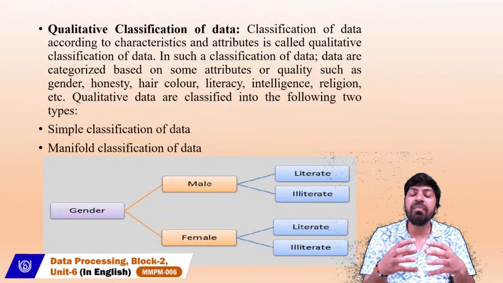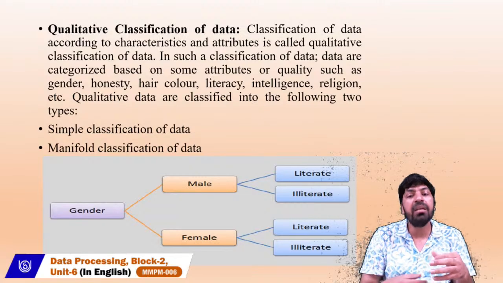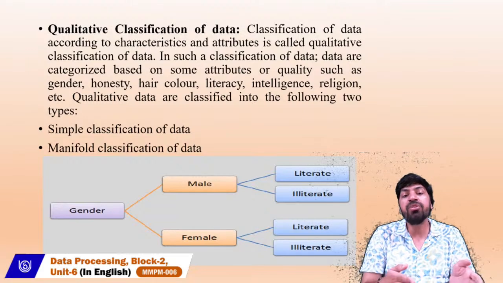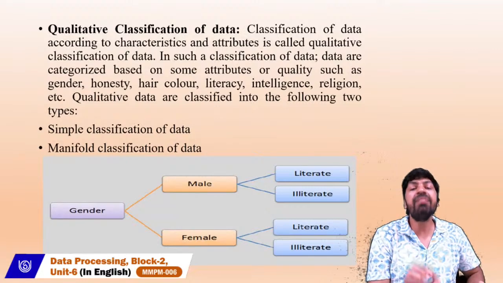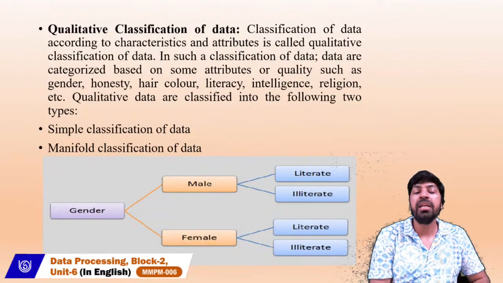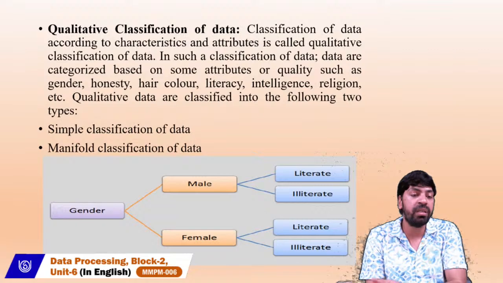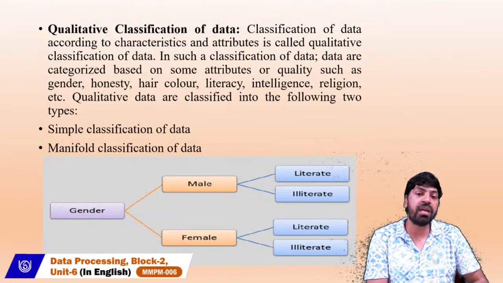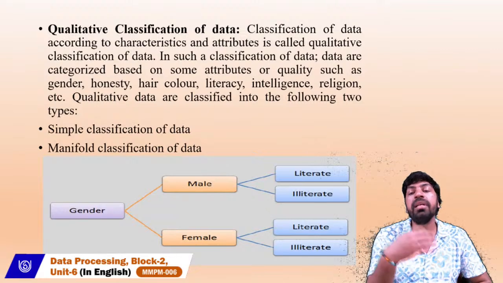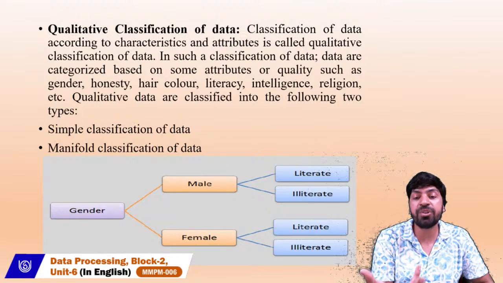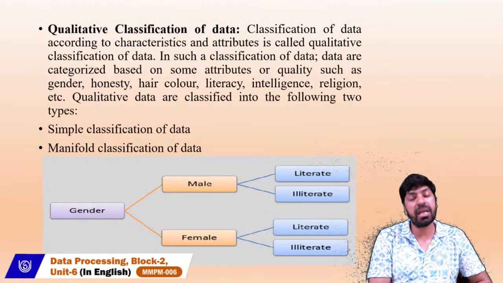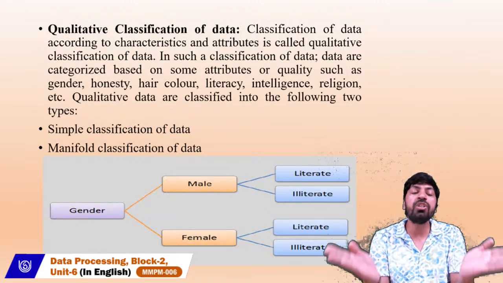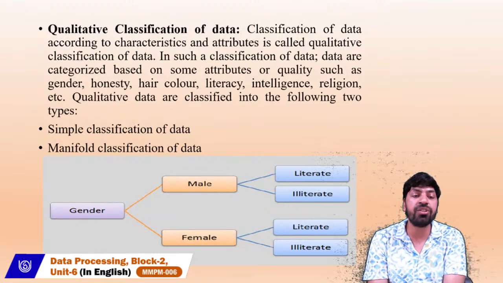But when we categorize more into female, more into male, based on other characteristics or attributes, it becomes manifold classification of data. We have already done simple classification of data, and then under it, if you have categorized more, it becomes manifold classification of data. So when we talk about male, we talk about their literacy level, literate, illiterate, and female, literate or illiterate. So this becomes the manifold classification of data. And the overall chart is called qualitative classification of data.